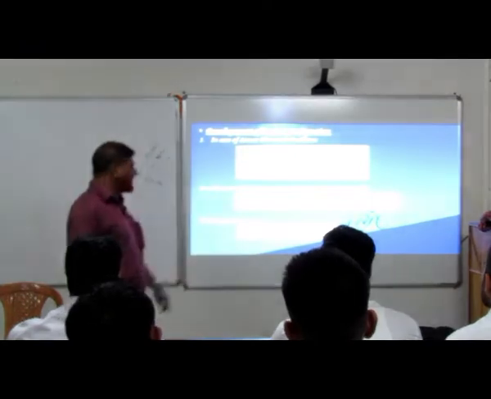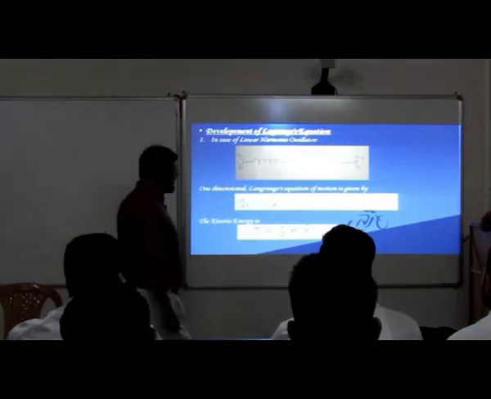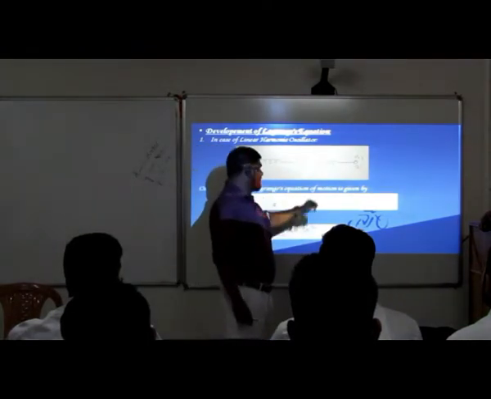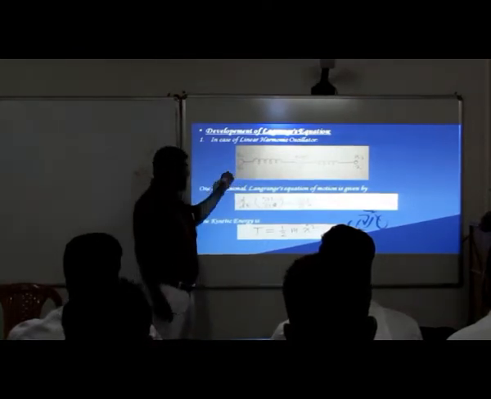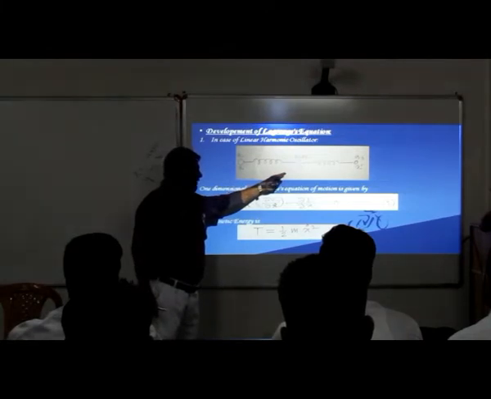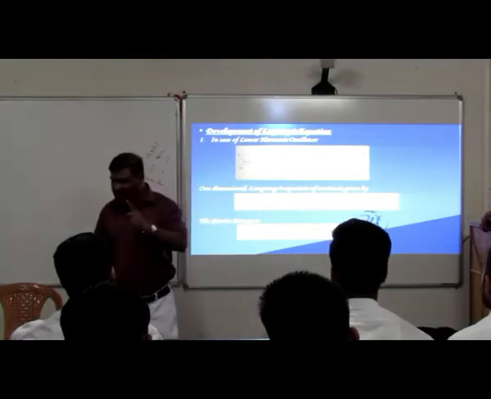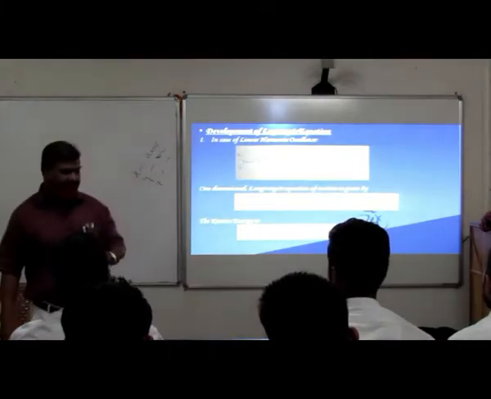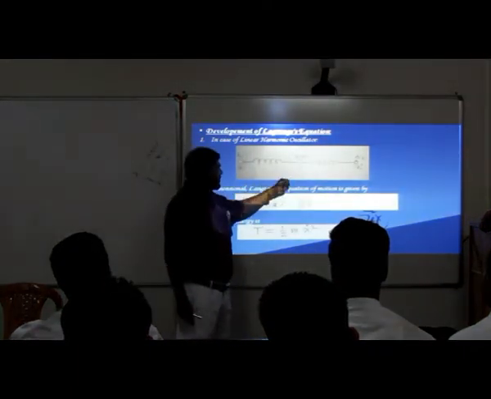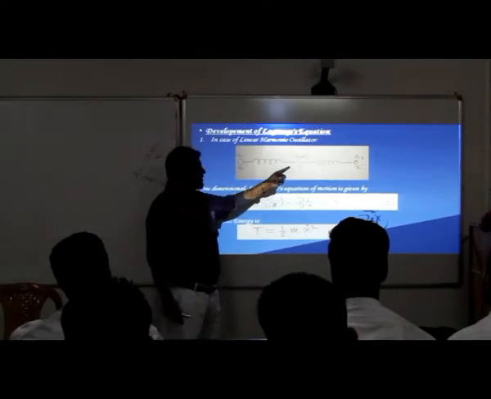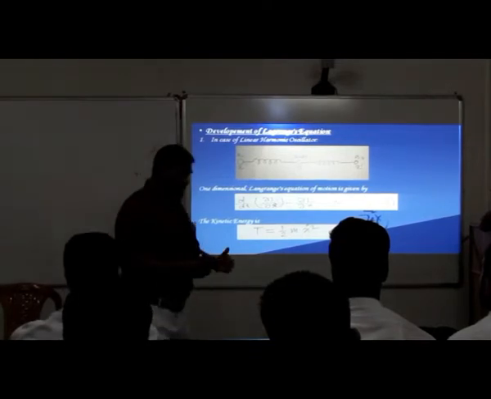The symbolic representation of a linear harmonic oscillator is shown. This is the spring, and this is the mean position. Suppose a particle is located in three positions: one at x, another at y, another at x dash, and our generalized coordinates are chosen as q1 for x, q2 for y, and q3 for x dash.